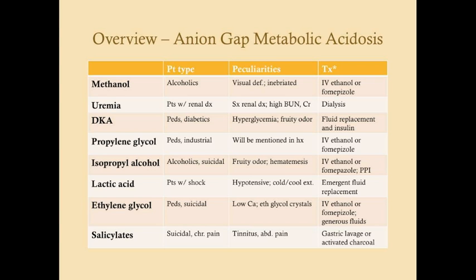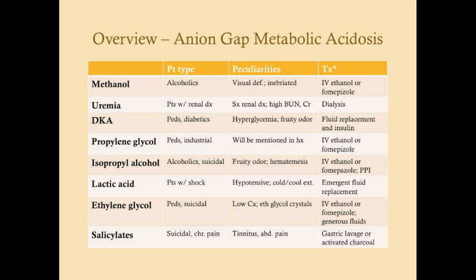Propylene glycol intoxication you're going to see in pediatrics and in industrial settings. The peculiarities for this will be mentioned in the history that they have had propylene glycol intoxication. So what you're really just going to need to know here is that you need to start IV ethanol or fomepizole therapy. Isopropyl alcohol you'll see in alcoholics, teenagers, suicidal patients.